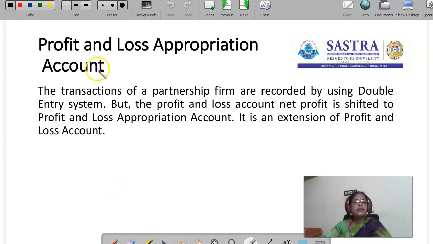Then next we have to prepare the P&L appropriation account. What is a P&L appropriation account? It is just an extension of a P&L account. In a partnership firm they follow the double entry system.